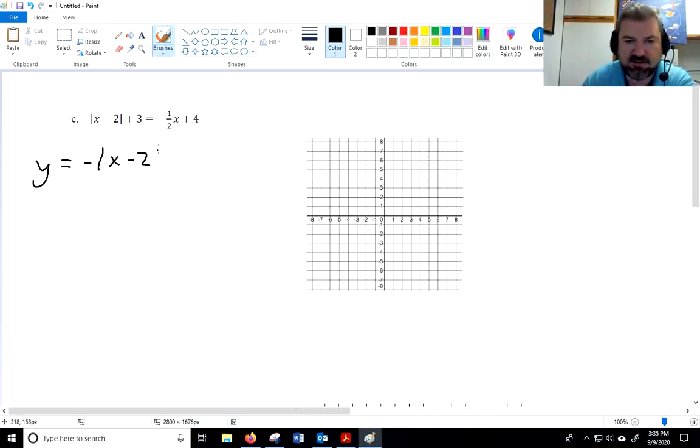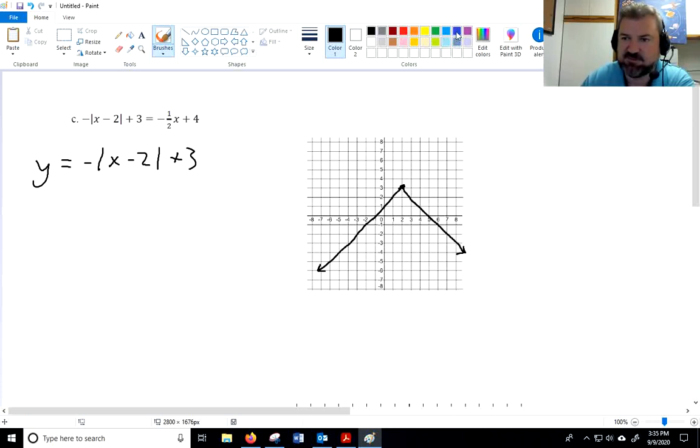This is already a nice transformational form. So this is going to be shifted to the right 2. That's because inside it flips, so it's going to be right 2, and then up 3. And then because of the negative, instead of going up and over, it's going to go down. And it's going to make these 45-degree angles go down 1 over 1, down 1 over 1, down 1 over 1.